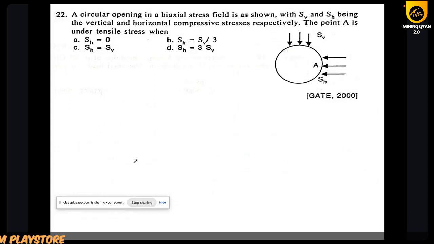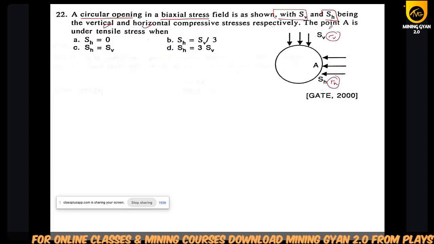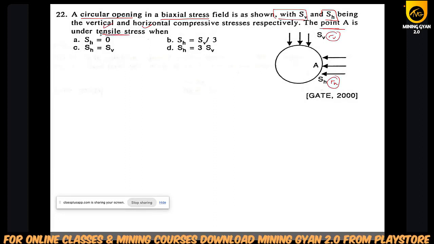In this question they have said the circular opening in a biaxial stress field is shown, with SV and SH being the vertical and horizontal compressive stress respectively. That means this will be your sigma V and this will be your sigma H. The point A is under tensile stress when? So you have to find out the ratio between sigma V and sigma H. So how will you find it out?